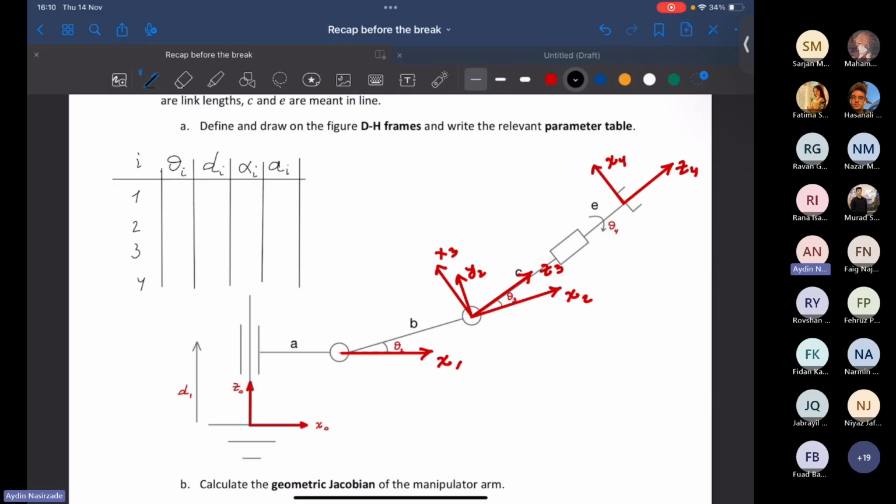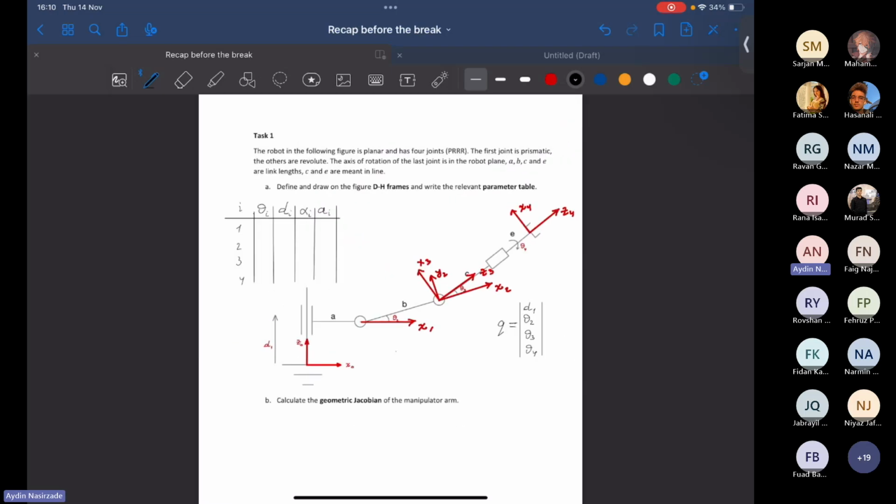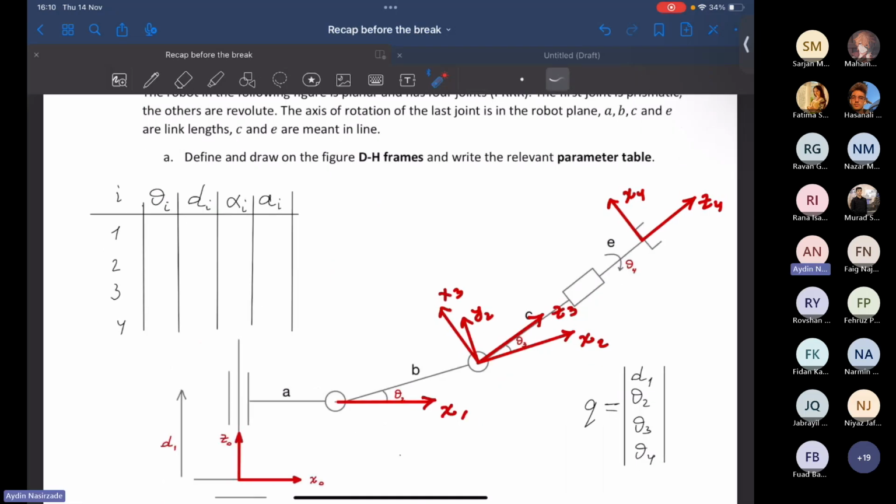All right. I think we can start with thetas. And the joint space is, let me just write it down here. My joint space, in other words the joint variables, will be d1, theta 2, theta 3, theta 4. These are variables, not constants. I'm talking about these variables. All right, theta 1.